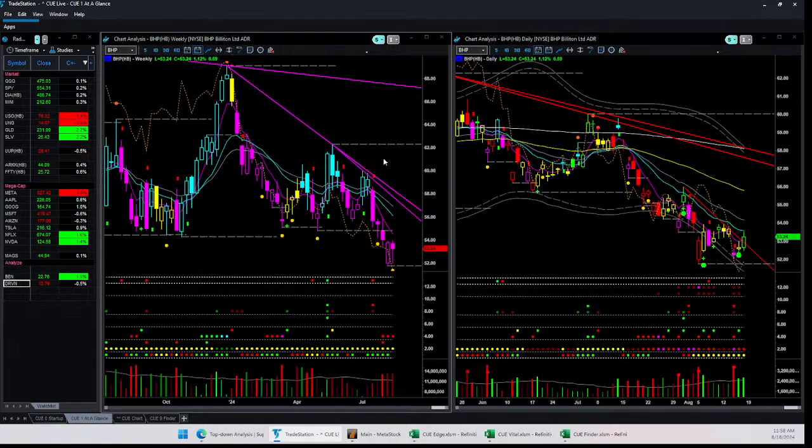BHP Billiton. What am I looking at? Bullish indecision in weekly. More importantly than that, bullish headwind in daily led to a small price up move, created a higher low, went up again. Thursday gave a bullish headwind, but it did not break the trendline resistance yet.